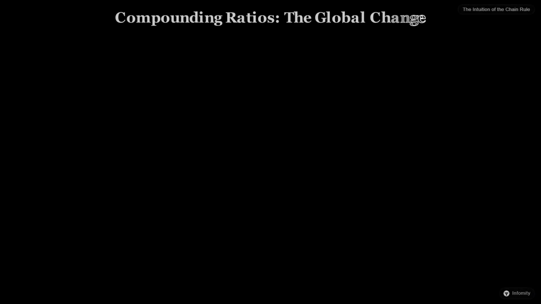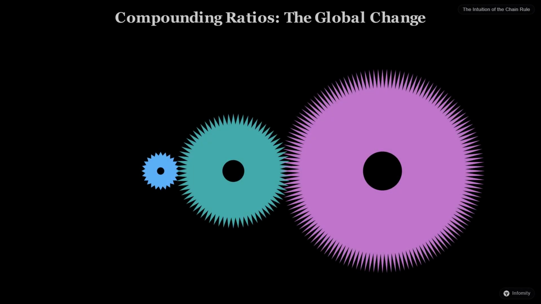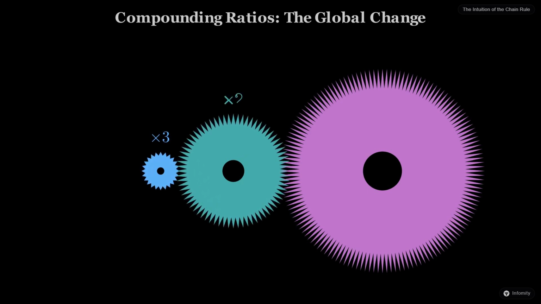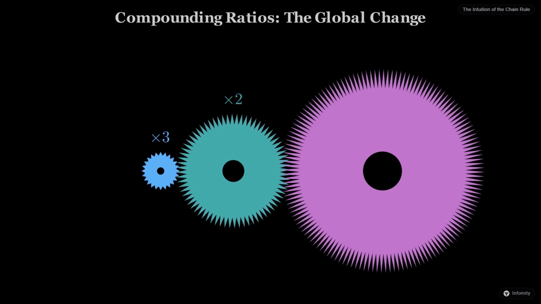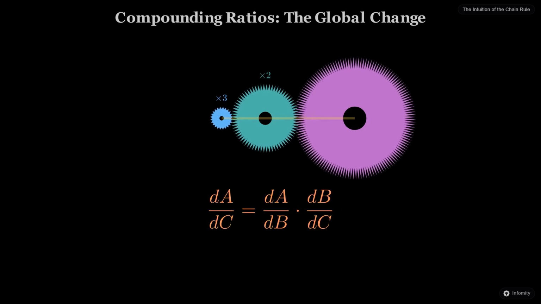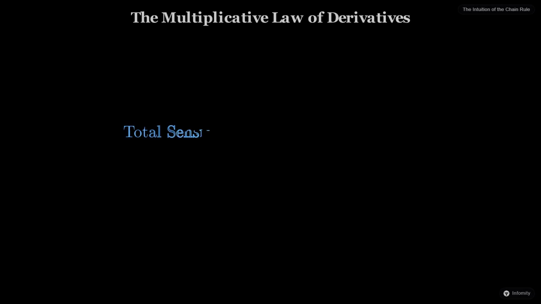Now, let us watch the ripple effect across the entire train. Suppose the first gear moves the second gear with a ratio of 3:1, meaning the second gear turns 3 times faster. Then, suppose the second gear moves the third gear with a ratio of 2:1. If we nudge the first gear, that change is first tripled, and then that tripled change is doubled. By the time the signal reaches the end of the chain, the original nudge has been amplified by a total factor of 6. This is the core secret of the chain rule.